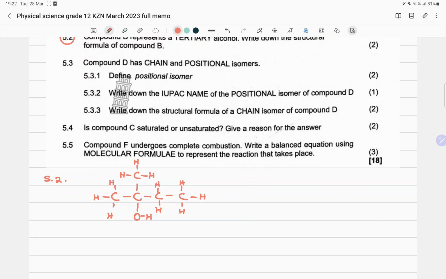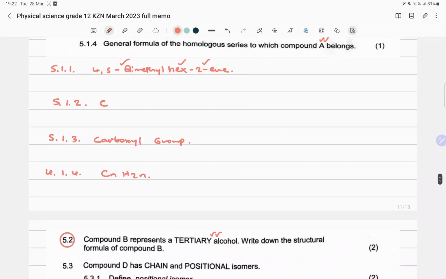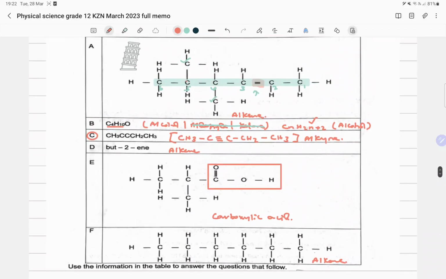This is too many carbons now. There must be just 4. Why do I have 5 now?